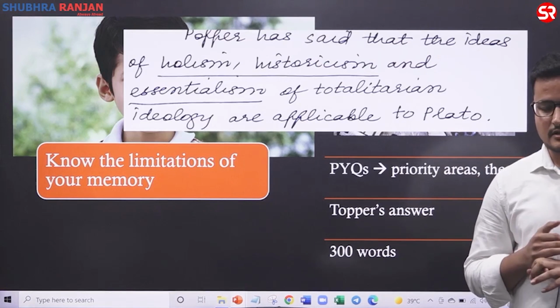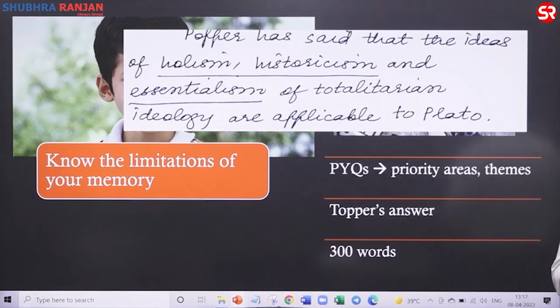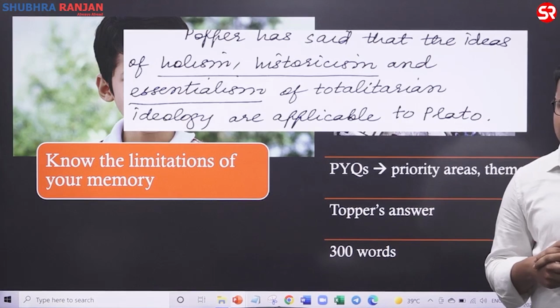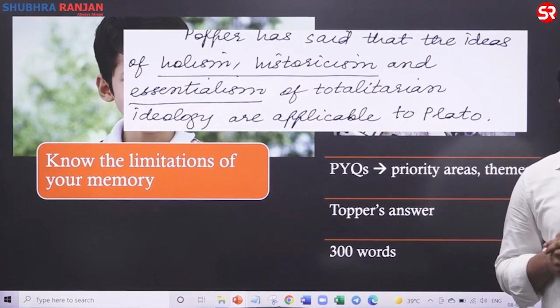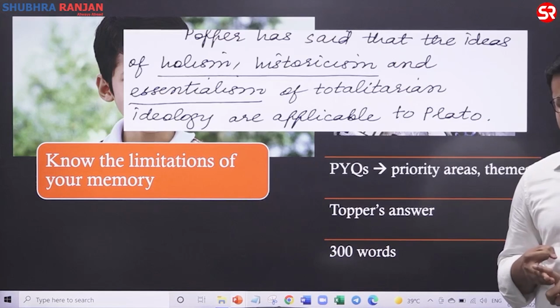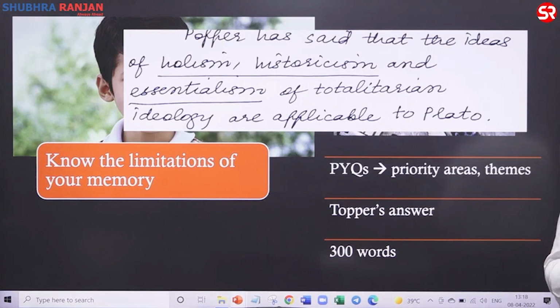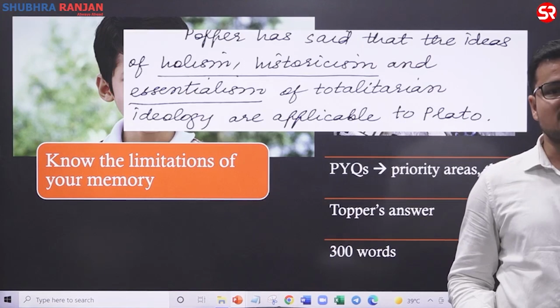Now this is a screenshot from the copy of one of our toppers, rank 15, Ria Dabi. Okay, so the question was Plato as the totalitarian thinker. So she has written, Popper has said that the ideas of holism, historicism and essentialism of totalitarian ideology are applicable to Plato. You don't have the scope of explaining holism, historicism, essentialism. Anybody not even knowing the meaning of these 3 words, if they use, the evaluator will know कि इसे पता है ना? So you have to contract the entire information into these jargons, और इन jargons को वहाँ पे use करना है.